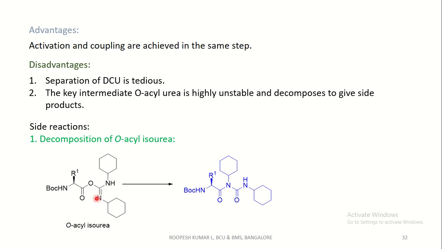That is, the lone pair on nitrogen comes and attacks this carbonyl carbon, and the bond shifts to this, and the electron moves to nitrogen to form this side product. That is, the acyl group which is attached to oxygen is shifted to nitrogen now. So the transformation is an O to N shift of the acyl group. This is one of the byproducts which we get in the DCC method.